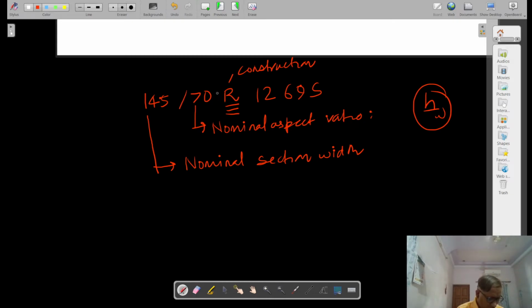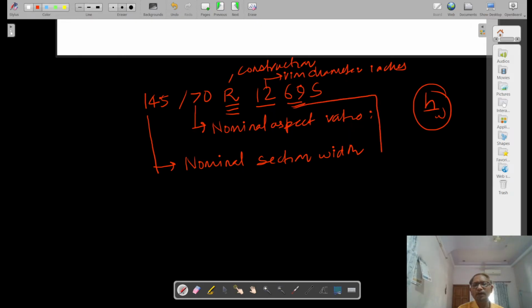Then 12 is given. This is the rim diameter, in inches. Then you have 69. You can see 69, this 69 is the load index.